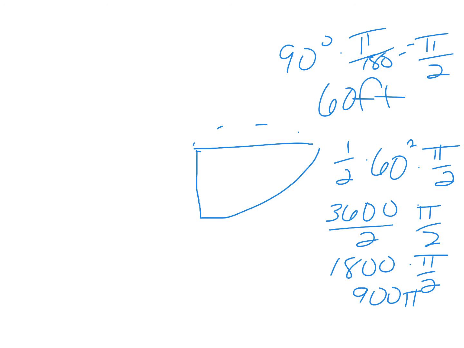And what will 900 pi get us? 900 pi will get us 2,827.43 feet squared.